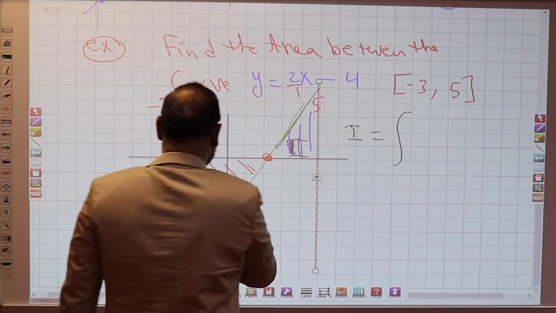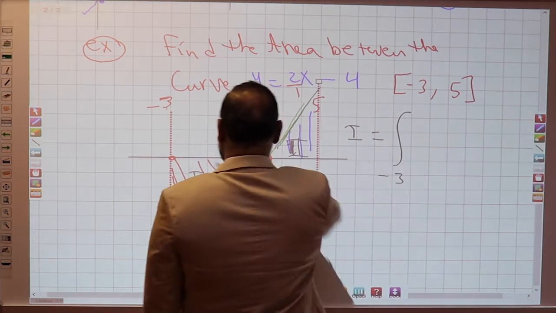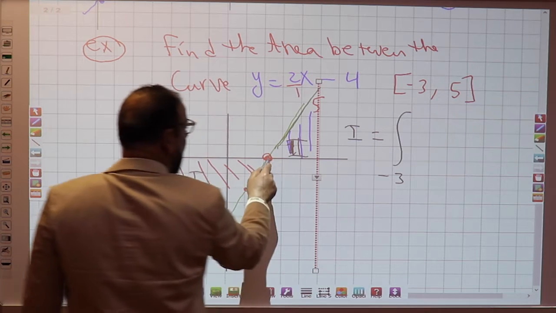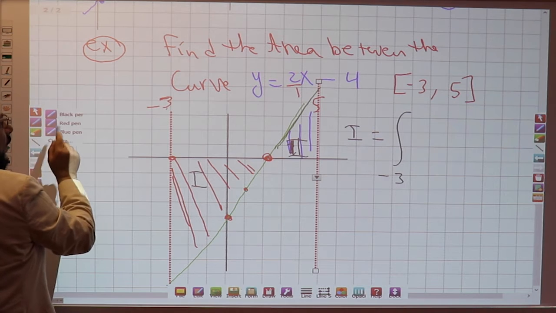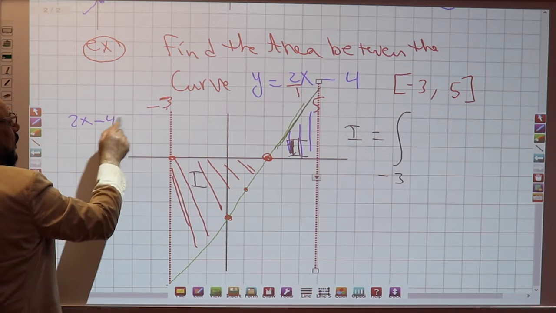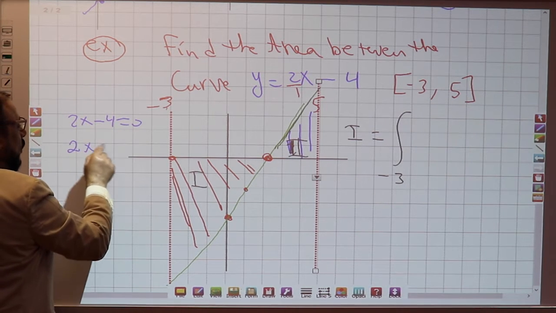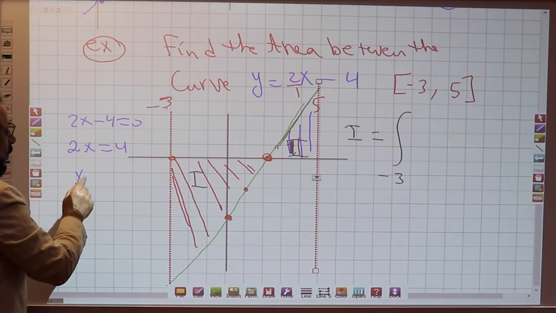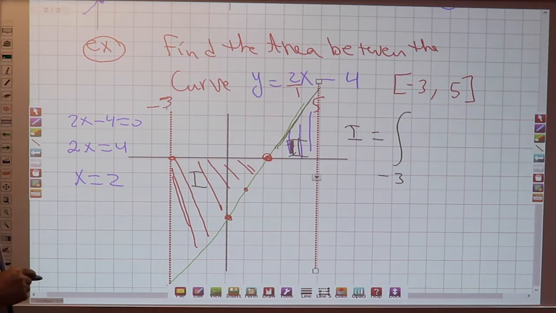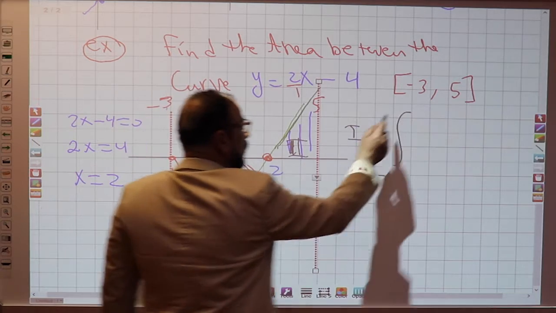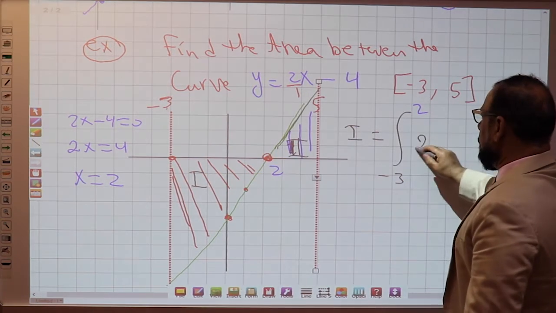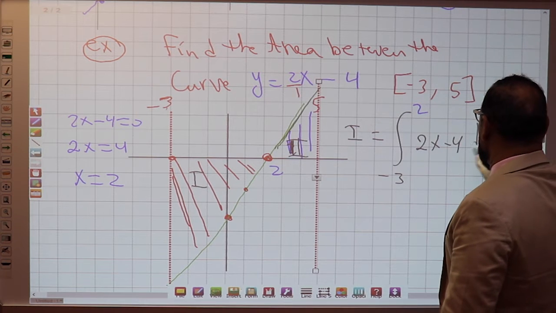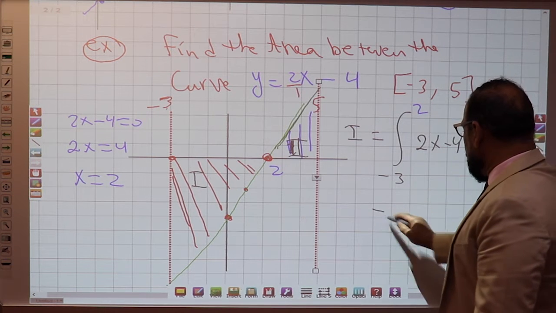Integration from -3 to this point. How do you find this point? By making this function equal to 0. You find 2x minus 4 equals 0. 2x equals 4. x equals 2. Good? With this point 2. Integrate 2x minus 4 dx.